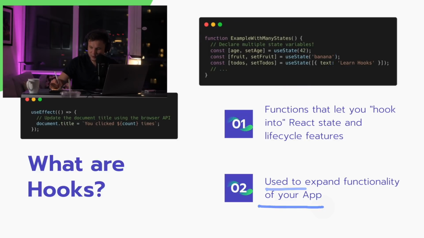So what we can do is we can actually store data of our component. For example, you see how here this is a component called example many states. This component contains the data of age, fruit, and to-dos. Well, we can actually store this data using something called useState, and we can say, hey, our age is currently 42, our fruit is currently banana, and our to-dos is currently text, learn hooks. And these right here are simply functions that will be used to change this data.